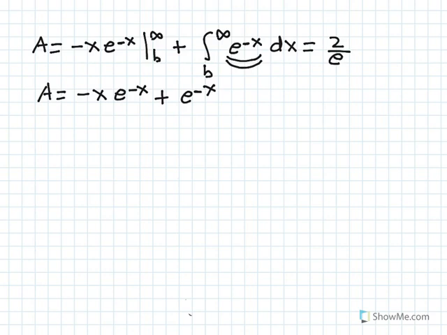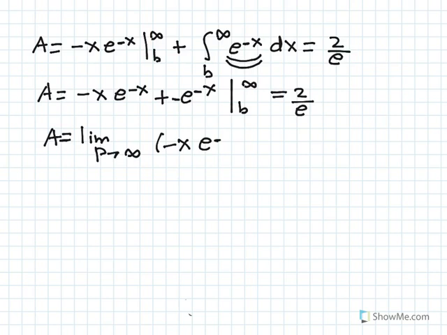We can just write it as minus e to the minus x, and evaluate it from b to infinity, that's equal to 2 over e. But because it's an improper integral, we have to apply formal notation. So the area is equal to the limit as p goes to infinity of minus x e to the minus x, minus e to the minus x, from b to p. So replace infinity by p.